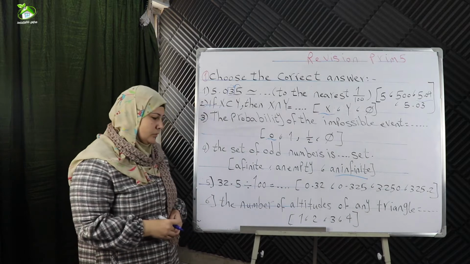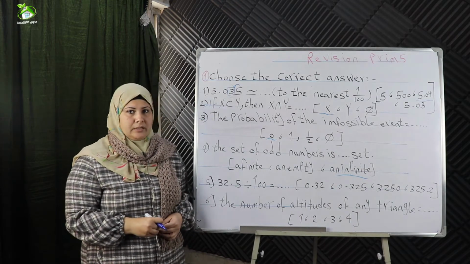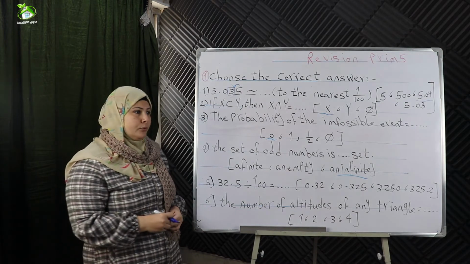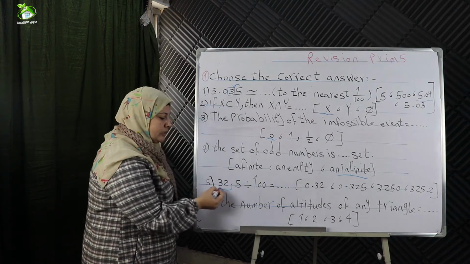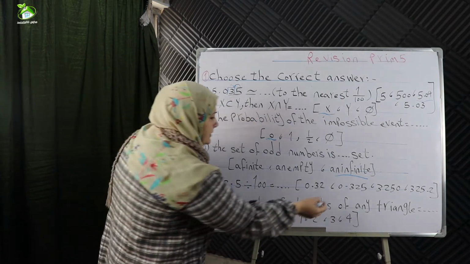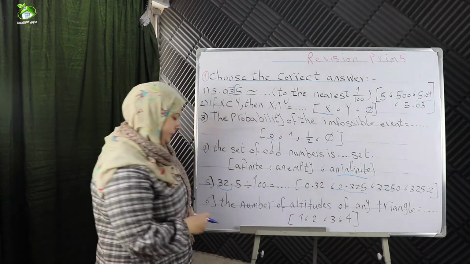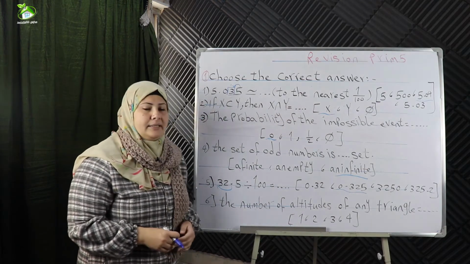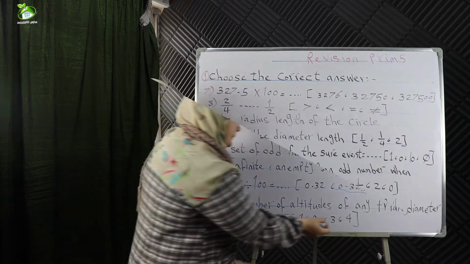Number 5, 32.5 divided by 100. To divide any decimal number by 100, move the decimal point to the left 2 digits. The result will be 0.325.